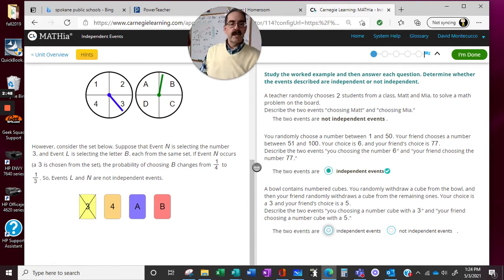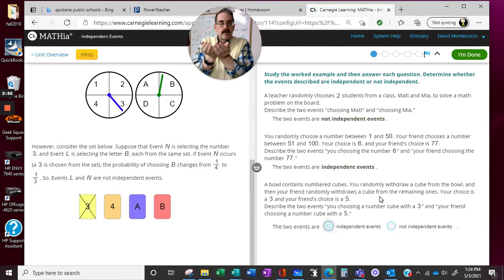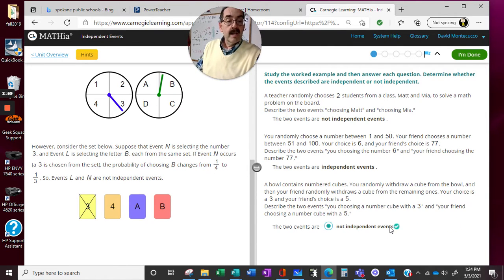Okay. A bowl contains a number of cubes. You withdraw a cube from the bowl. Your choice is a 3. Your friend's is a 5. If it's out of the same bowl, then they are dependent.